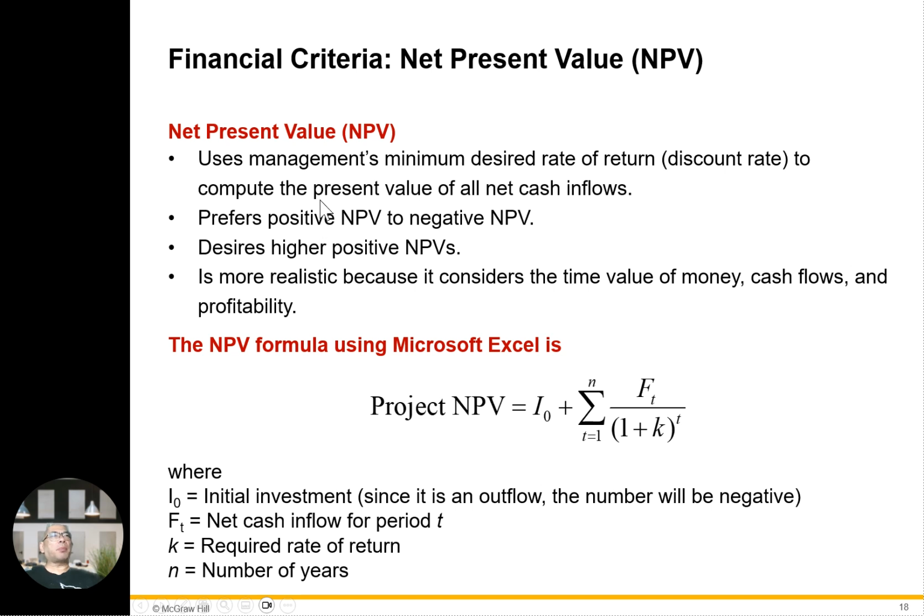And for NPV, net present value, another criteria, NPV uses management's minimum desired rate of return to compute the present value of all net cash inflow. It prefers positive NPV to negative NPV, desires a higher positive NPV, and is more realistic because it considers the time value of money, cash flow, and profitability. This is the logic here using Microsoft Project: NPV equals minus I plus the summation of F over (1 plus k) to the power t. I stands for the initial investment, F stands for the net cash flow for year t, k for the required return, and n is the number of years.